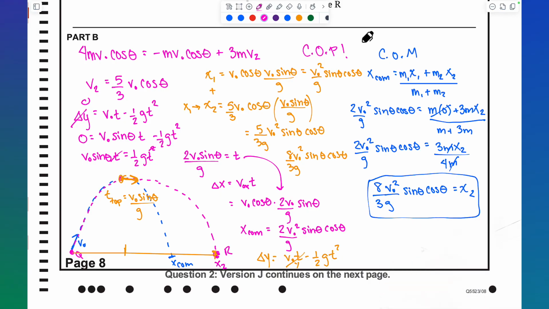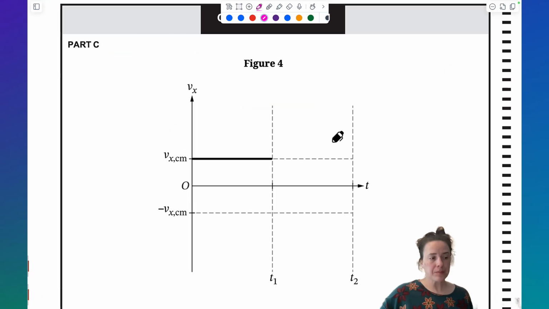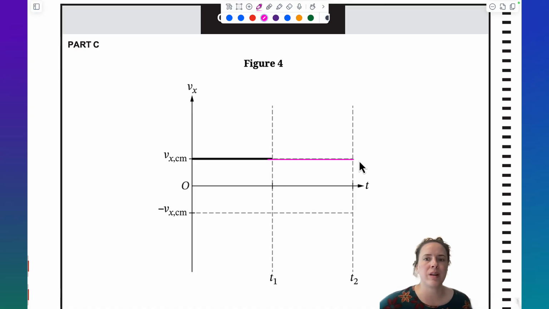for part C. Now, that's the reason I did the center of mass, is because we're taking into account that for the center of mass in the x direction, there are no external forces in the x direction. So my center of mass velocity in the x direction doesn't change. So I'm going to put a nice horizontal line. Keep doing what it's doing. Velocity in the x direction, center of mass.